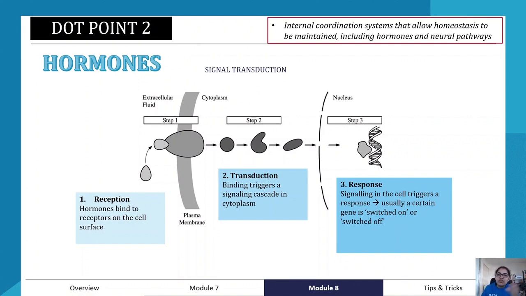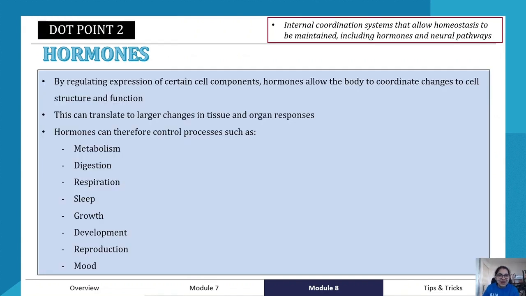And from module 5, we know what that means. That means, for example, if a gene is switched on or off, that is then going to affect protein synthesis and transcriptional and translational factors as well. Again, feel free to ask any questions.